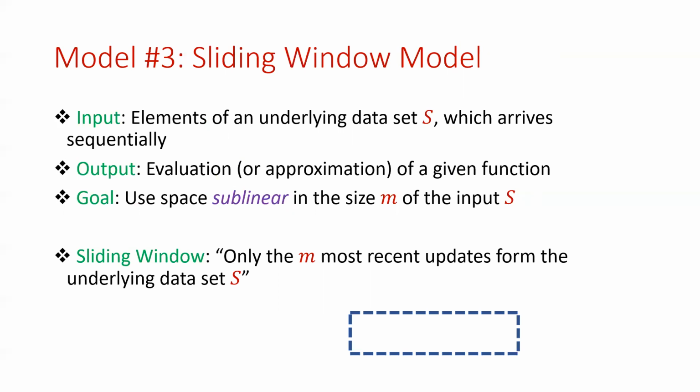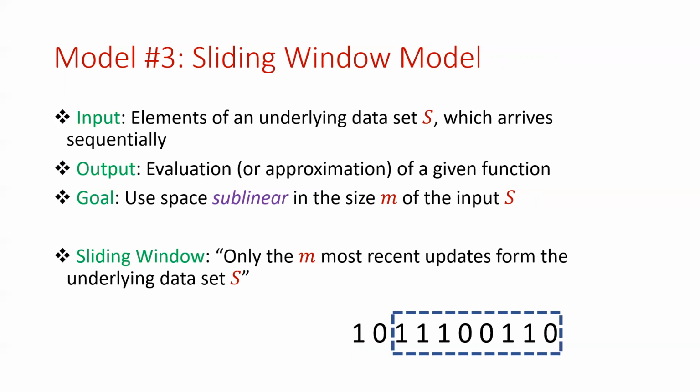For example, let's suppose that we have an active window of 8 bits. And now let's suppose that we see bits 1 at a time. Until we see 8 bits, the entire data set is just the entire sequence of bits. But once we see the 9th bit, then the first bit expires, and our data set moves to be the most recent 8 bits. And this process continues when the 10th bit arrives and so forth.